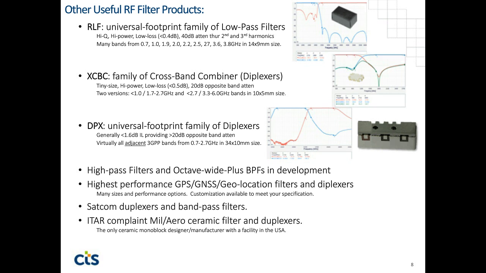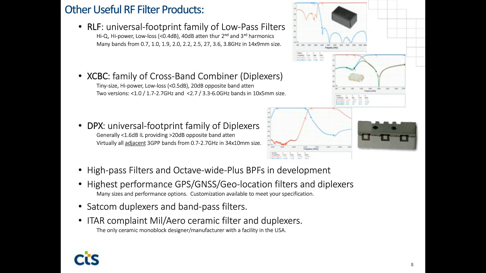Lots of combinations there. And the two XCBCs can also be cascaded together to create effectively a triplexer, with your three bands being 1 gig and below, 1.7 to 2.7, and a 3.3 to 6 gig band. So those three major coarse bands certainly are attractive for a lot of system applications.